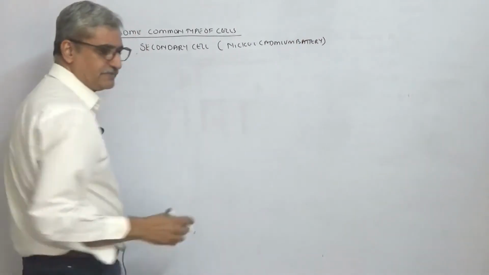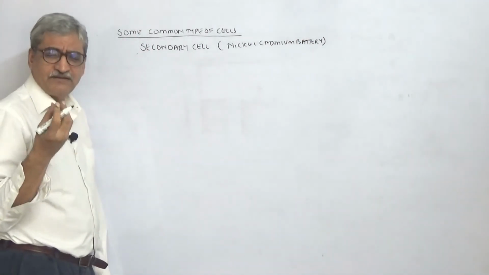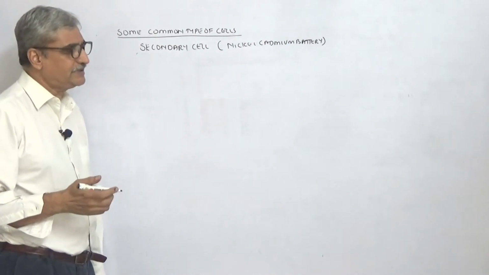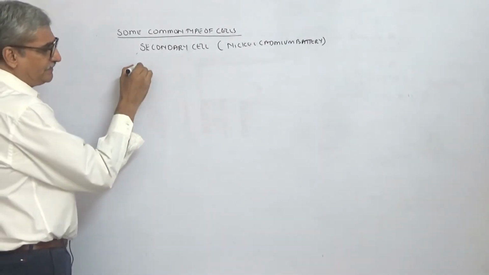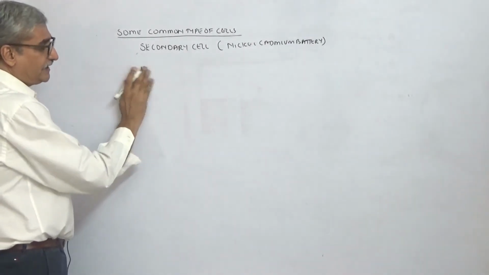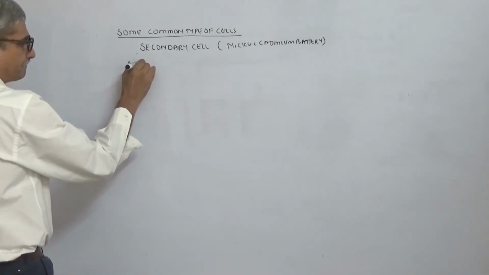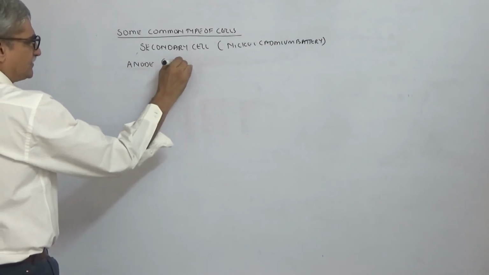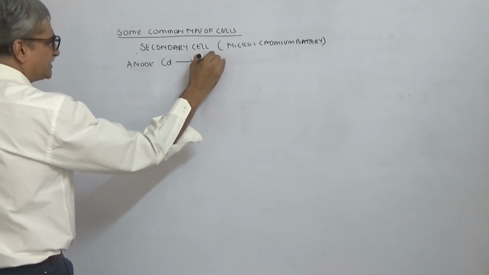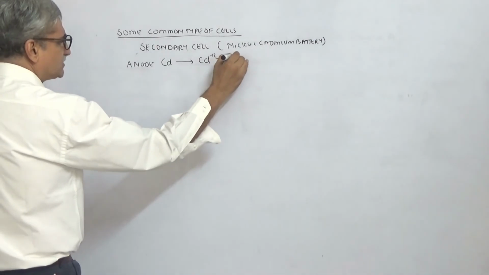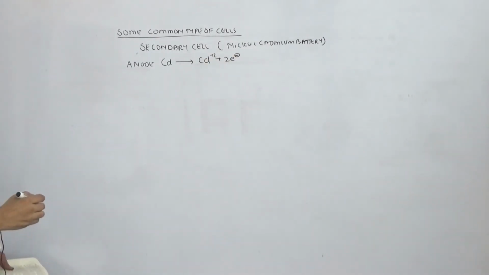That's also a storage cell, but for smaller items, like for example our watches and all that, we have a nickel cadmium battery. What happens in a nickel cadmium battery is, you have cadmium first. Cadmium undergoes oxidation. So what are the points that we have to know? At the anode, cadmium undergoes oxidation to form cadmium plus 2 electrons.